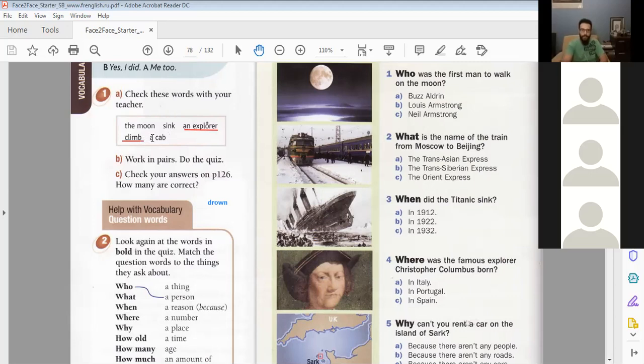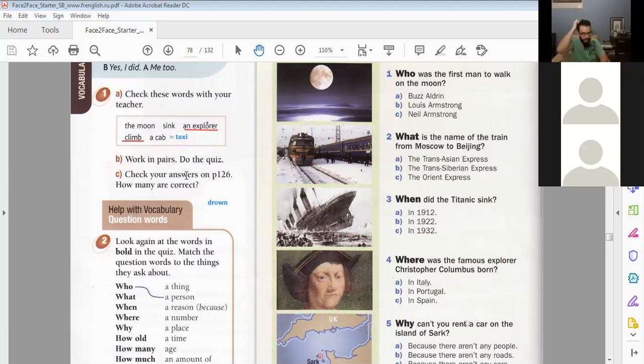Okay, we have another word, cab. Do you know this word, cab? No. Okay, so a cab means taxi. It's the same meaning. But in America, in the USA, many people say cab. Taxi or cab, it's the same word, same meaning.